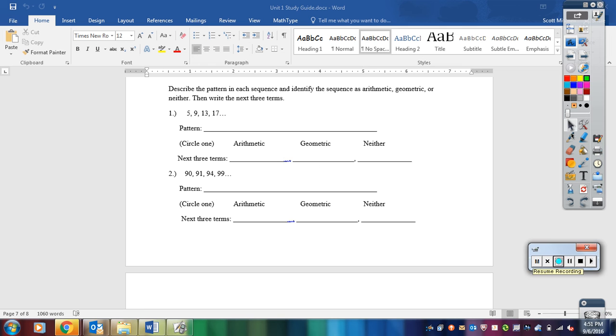Describe the pattern in each of the sequences and determine if the sequence is arithmetic, geometric, or neither of those things. Then write the next three terms. So what is the pattern?